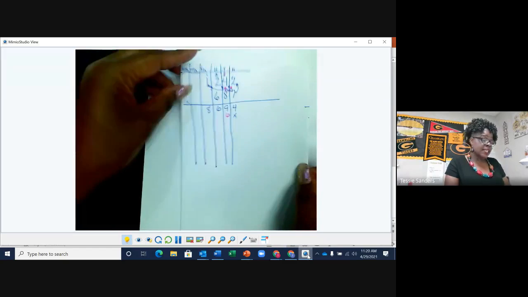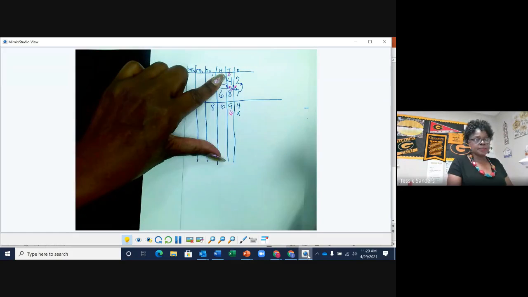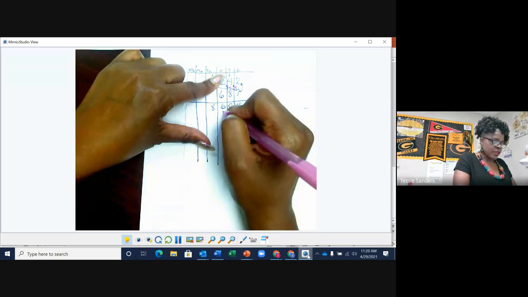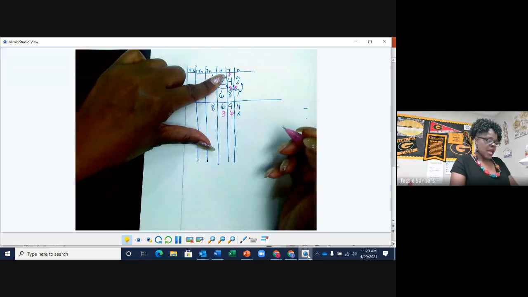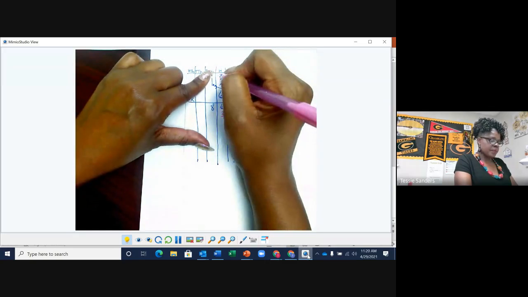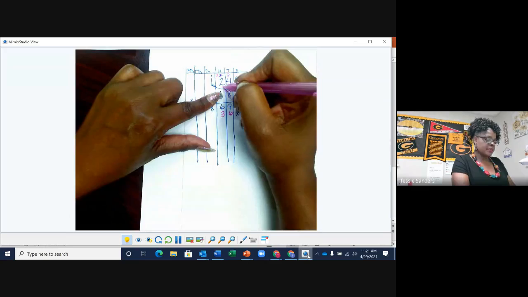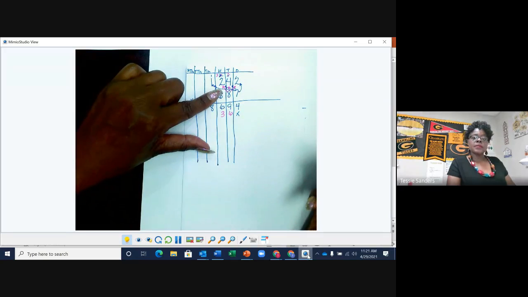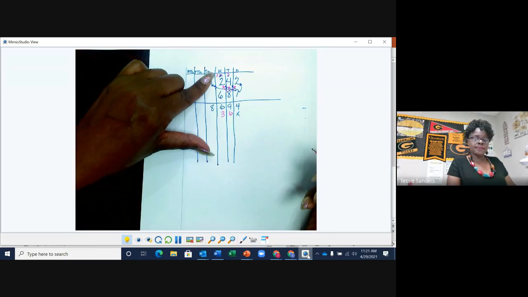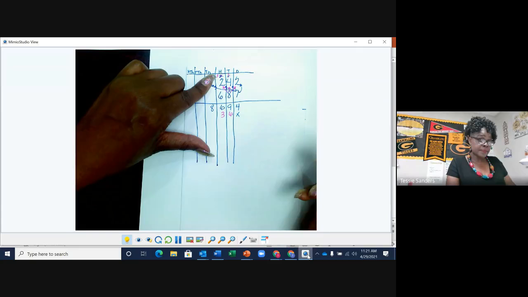32 plus 1 is. So we write our 3 and carry our 3. 8 times 2. 16 plus 2. 16 plus 3.